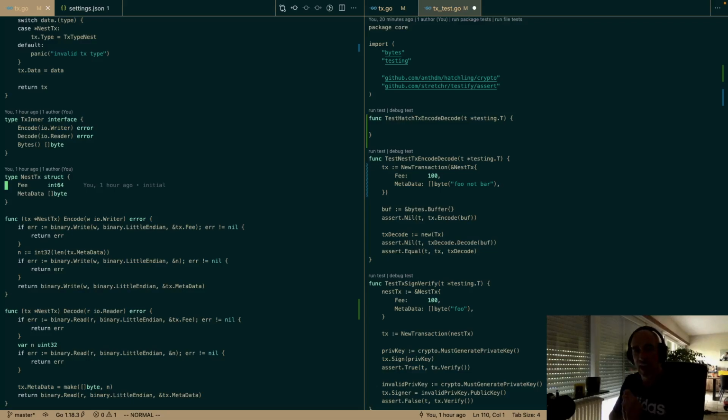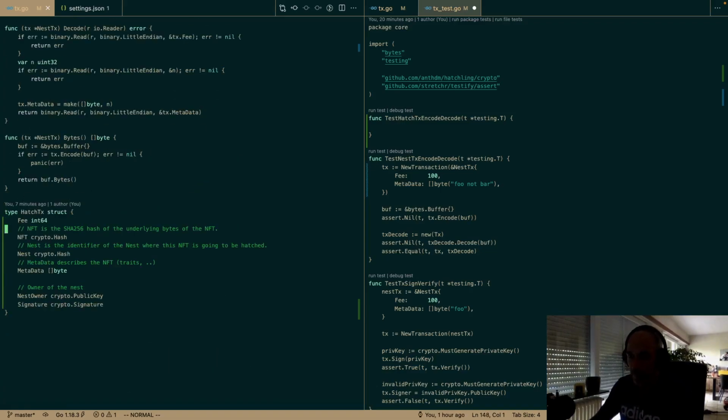To hatch NFTs, to mint NFTs, you need to create a hatch transaction where you need to specify the following things. So you have that nest and now you want to hatch your 10K ape collection, for example. Well, you need to create 10K hatch transactions where you specify the fee, you specify the NFT crypto hash, which is basically the hash of the bytes of your NFT, right?